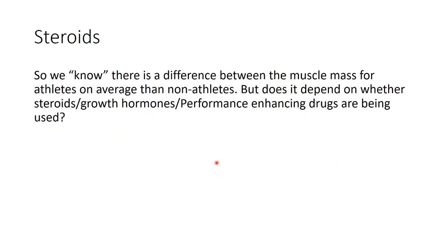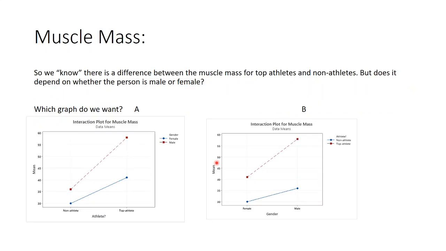In this case, yes. So we know there's a difference between the muscle mass on average for athletes than non-athletes. But does it depend on whether they're using steroids, growth hormones, performance-enhancing drugs? Well, that was one of my examples, and I decided against it. So I tried this example instead. Let's try muscle mass for non-athletes and top athletes. So I changed the example. I still made up the data.